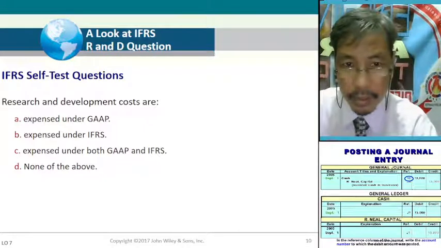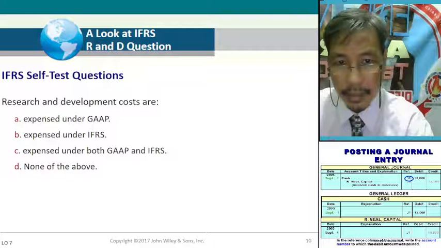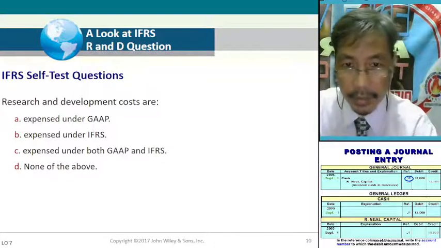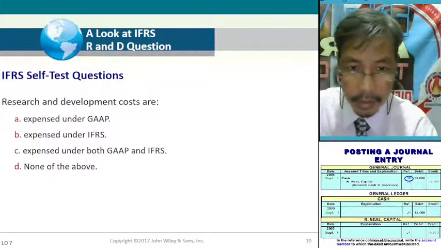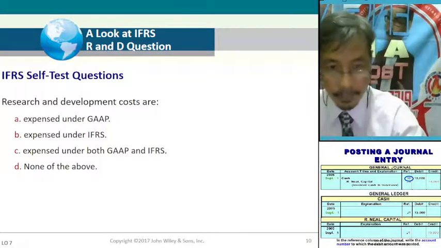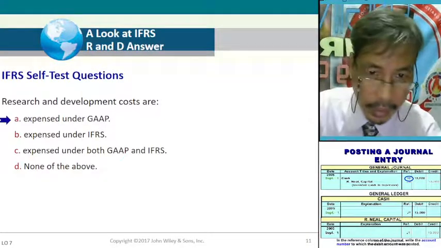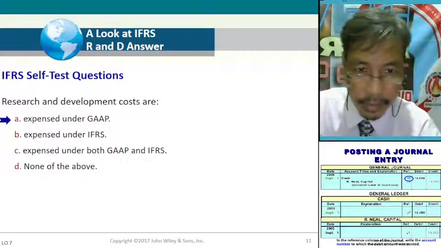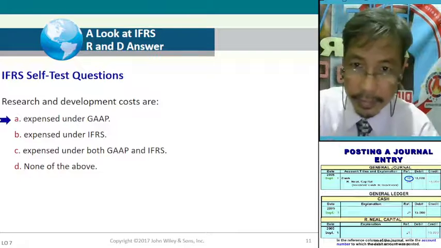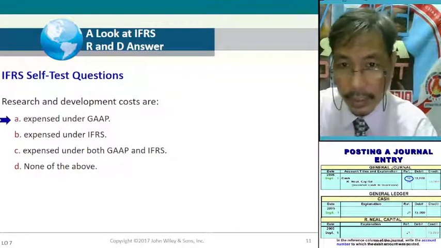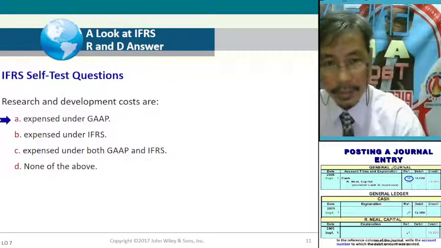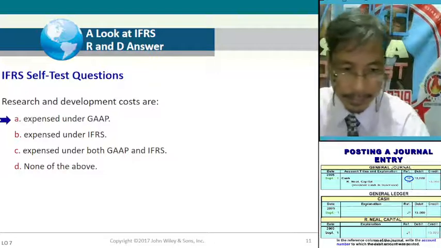Question number 2. Research and development costs are: A. Expensed under GAAP, B. Expensed under IFRS, C. Expensed under both GAAP and IFRS, D. None of the above. So the answer is letter A. That is an expense, because we are talking of research and also the development. The development is capitalized cost in IFRS.